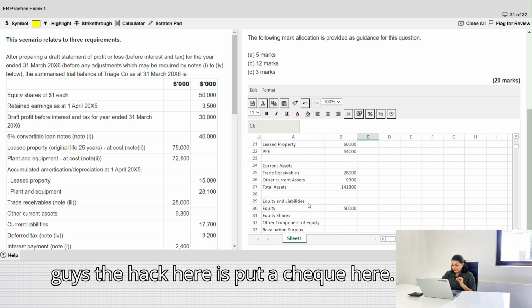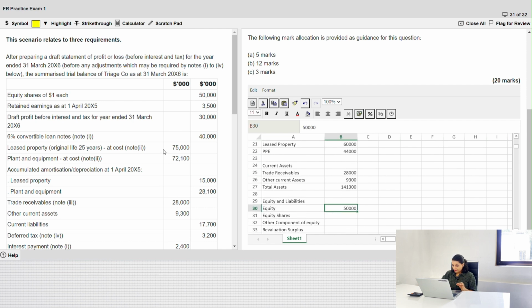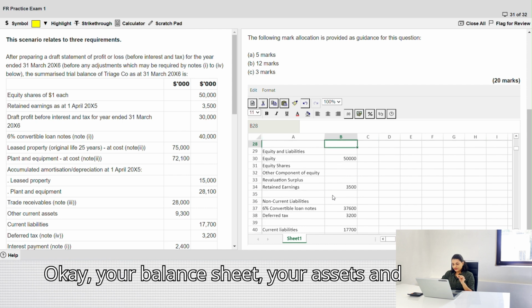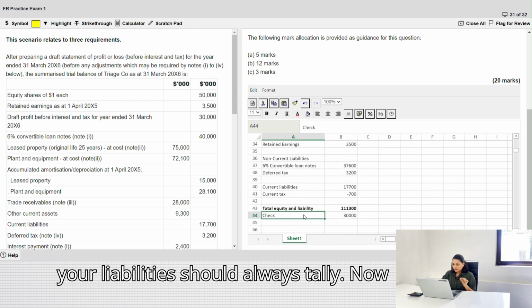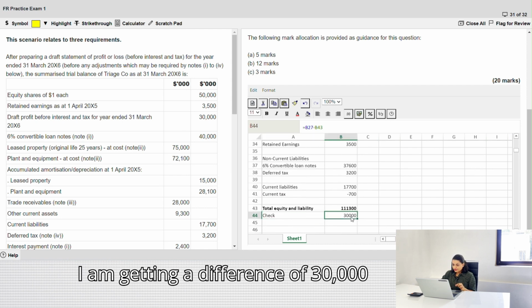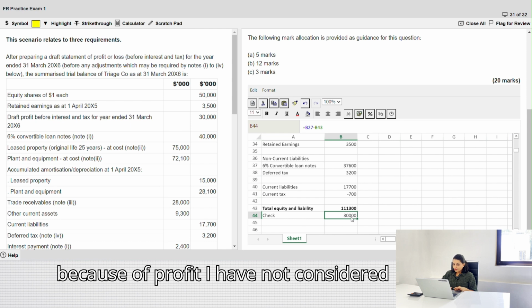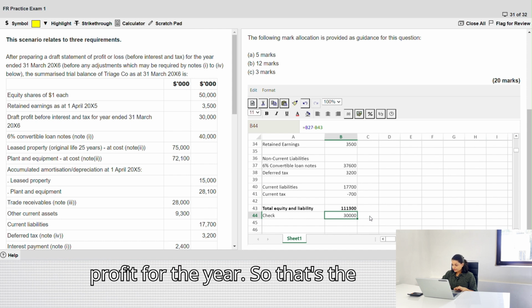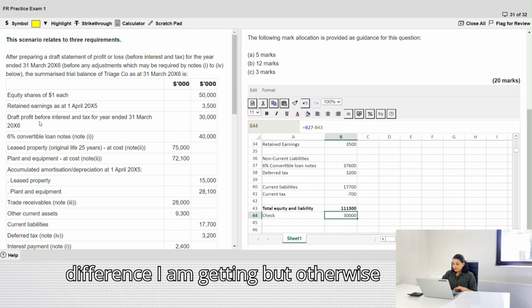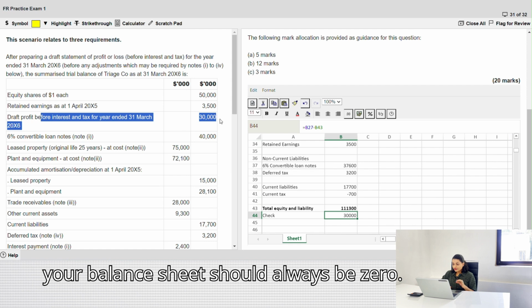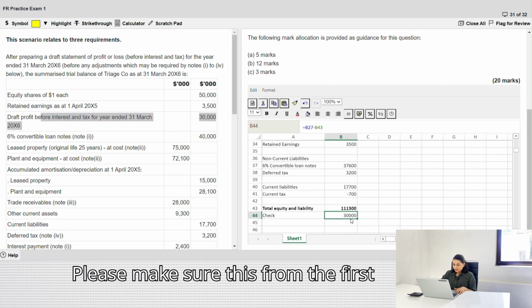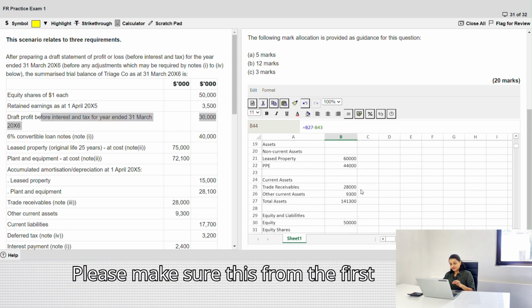And guys, the hack here is put a check here. Your balance sheet, your assets and your liabilities should always tally. Now I am getting a difference of 30,000 because of profit. I have not considered profit for the year. So that's the difference I am getting. But otherwise your balance sheet should always be 0. Please make sure of this from the very first.